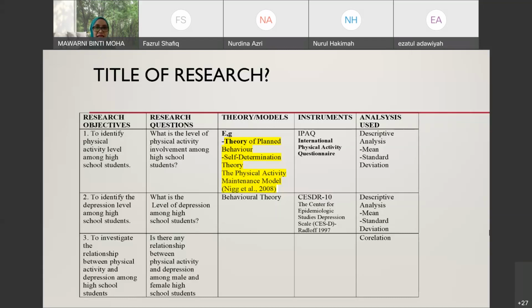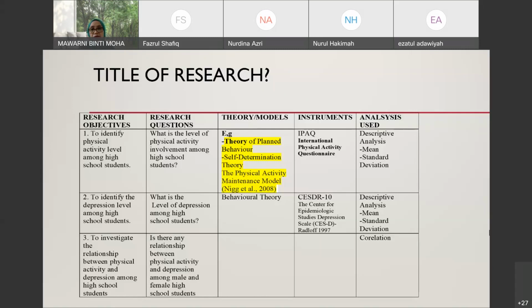Okay, so this is an example. Just now I'm talking about physical activity level, and the research question is what is the level of physical activity involvement, and the yellowish items too, I put in yellow because I just give an example. It's not following the actual thing. So let's say you are using theory of planned behavior, ataupun self-determination theory relevant to your level of activity. And of course, you have mentioned this in your chapter 2.